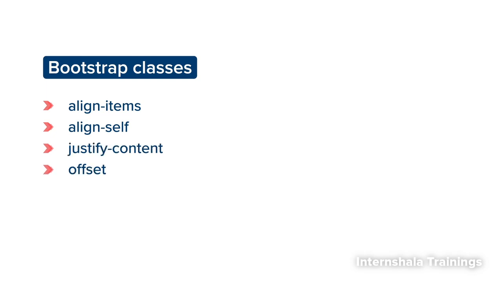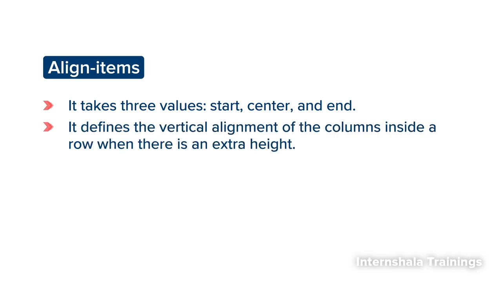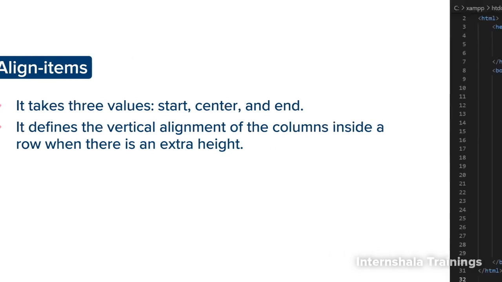These classes have certain values associated with them using which we can position the columns inside a row. This is similar to flex properties, which you have already learned in the previous module. We will start with the align items. This class has three possible values: start, center, and end. And it defines the vertical alignment of the columns inside a row when there is an extra height.